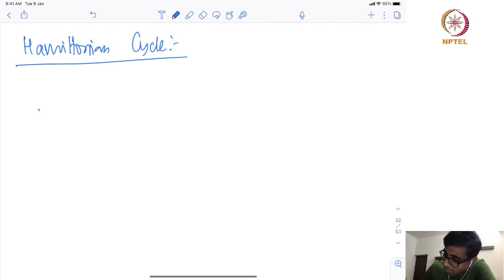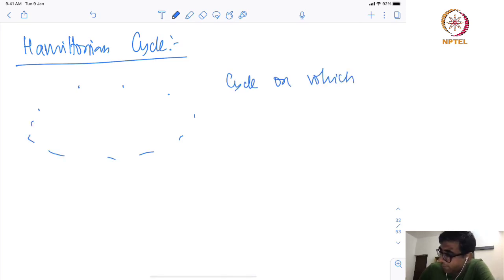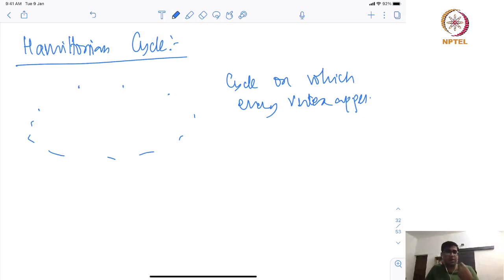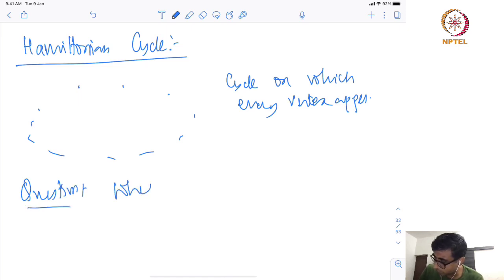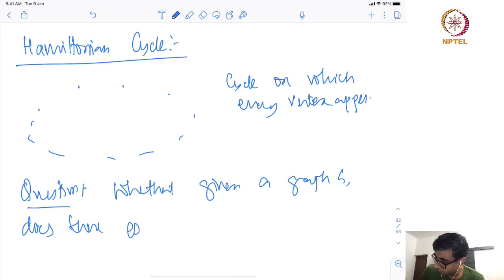Is basically a cycle on which every vertex appears, right. So, a cycle is called Hamiltonian if every vertex is present on this, and the question is: given a graph G, does there exist a Hamiltonian cycle?